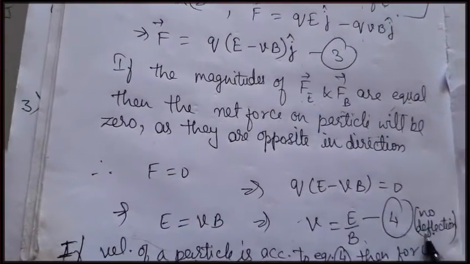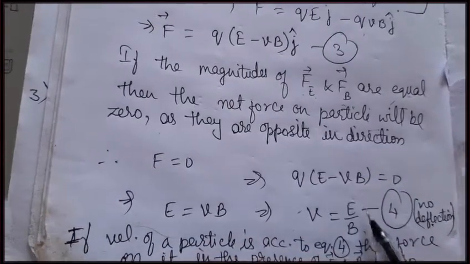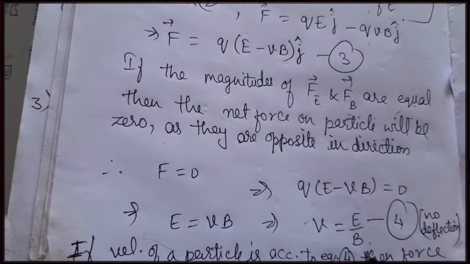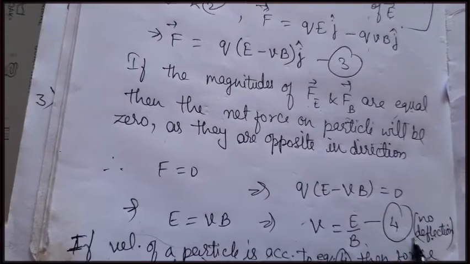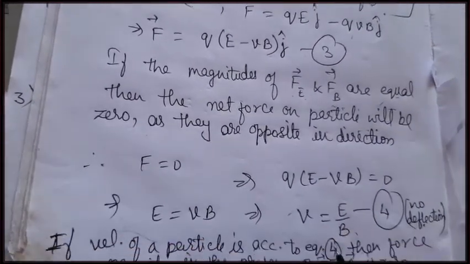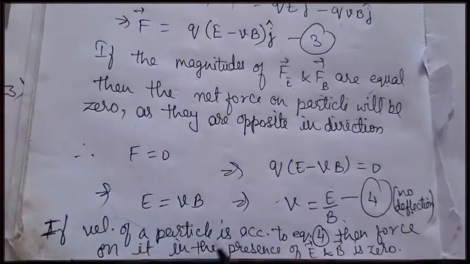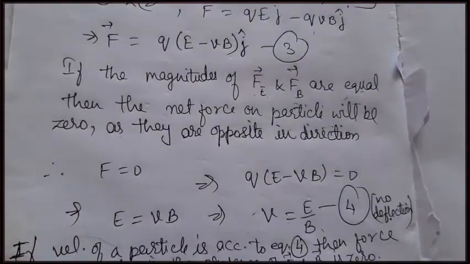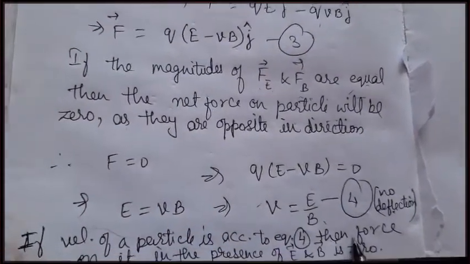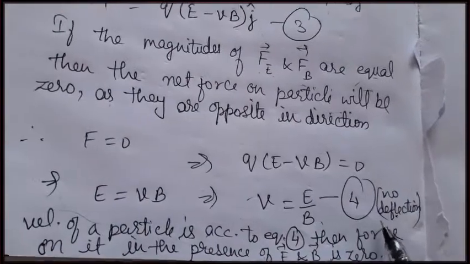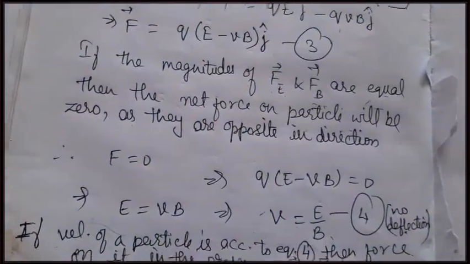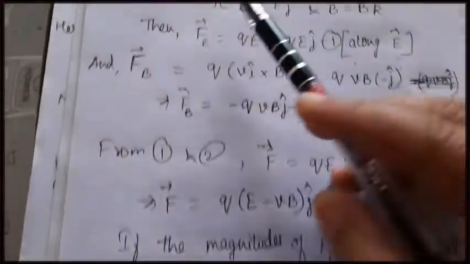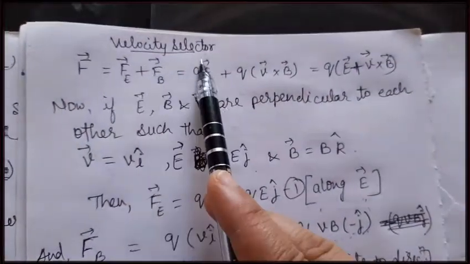So if a charged particle is moving in electric and magnetic fields E and B with velocity equal to E by B, then it will not suffer any deflection, because the net force acting on it will be 0. So if the velocity of the particle is according to equation 4, then the net force acting on it will be 0 even when electric and magnetic fields are present, and it will keep on moving along its initial path without any deflection. This condition is known as the velocity selector condition.